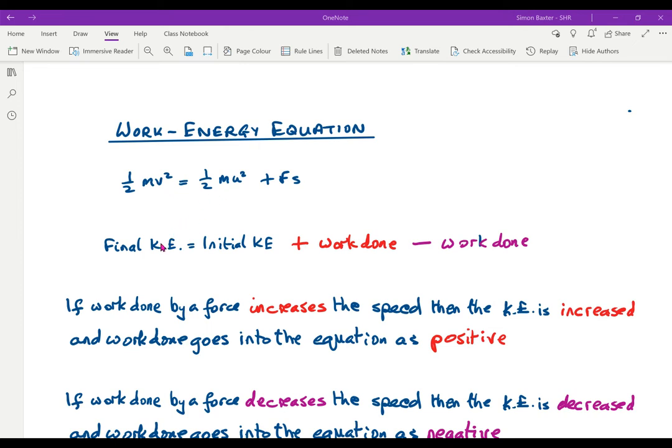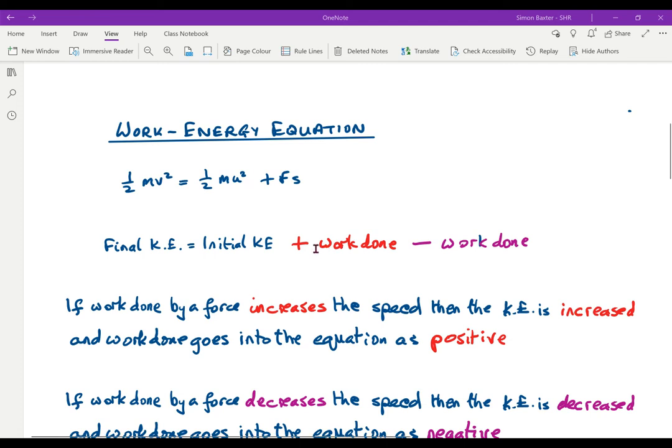Now, I like to think of this as final KE is initial KE, plus the work done or minus the work done. Some forces, if you drop something, then gravity will make it go faster. If you pull something, that will make it go faster. So if a force increases the speed, you are increasing the kinetic energy. You are putting energy in, you are increasing the energy that's there, so the work done goes into the equation as positive. I have a certain amount of energy, I put some more work into it, some more energy into it, I must add it in.